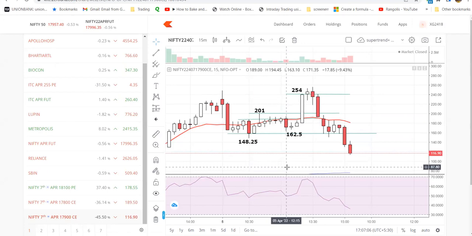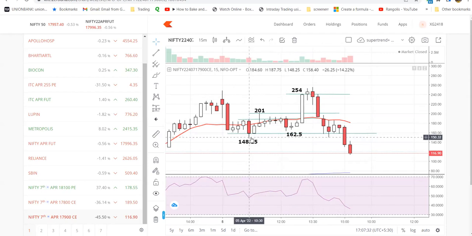17,900 call option, because I selected this call option because it was in the money. In the money, usually we will not hold the call option or anything because of the lot of whipsaws in the market. This is how exactly it is replicating the Nifty chart.